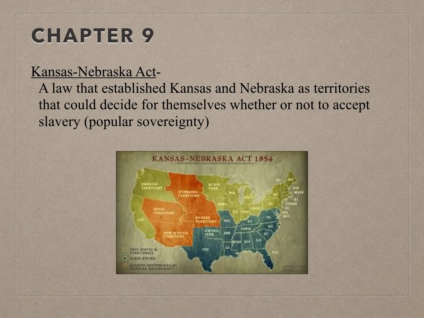The Kansas-Nebraska Act. This was a law passed by Congress that established Kansas and Nebraska as new territories who were allowed to decide for themselves whether or not to accept slavery. And that was something called popular sovereignty. So this organized two new territories, but also introduced this concept of popular sovereignty, where when a territory wanted to become a state, they could have a vote and decide whether it would be a slave state or a free state.